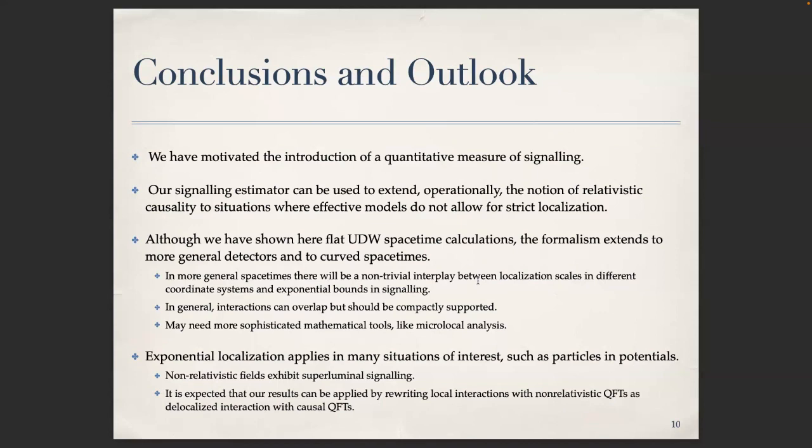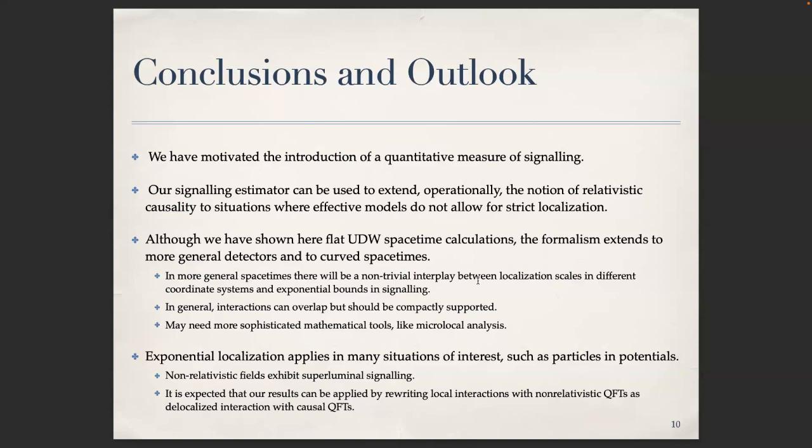and to general detectors. In more general spacetimes, as an outlook, I would say that there will be a non-trivial interplay between the localization scales in different coordinate systems and these exponential bounds I was talking about before. Perhaps there is a more sophisticated way of going around the proof, because for proving the exponential bounds, you have to work in Fourier space. So perhaps there is a micro-local way of talking about this.